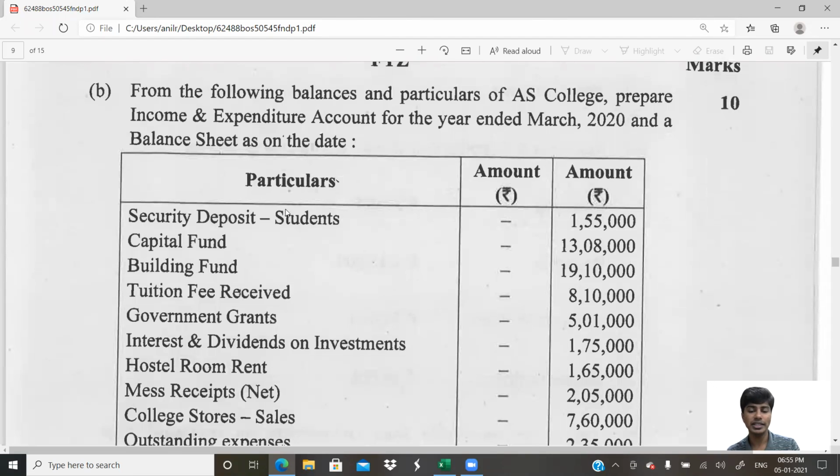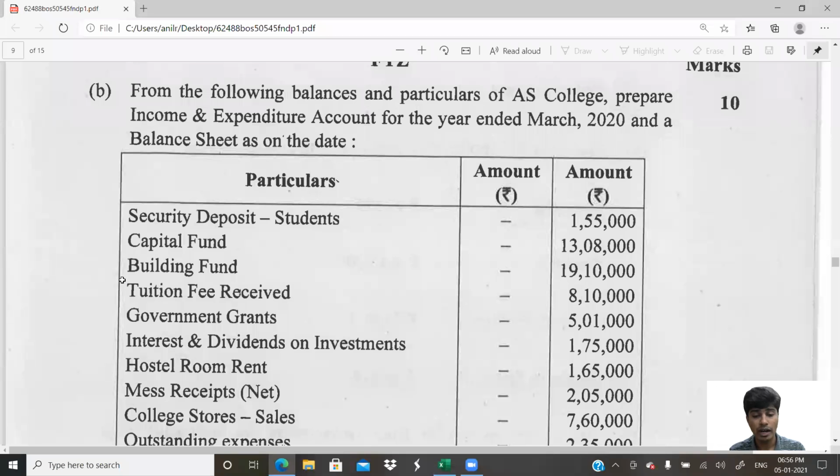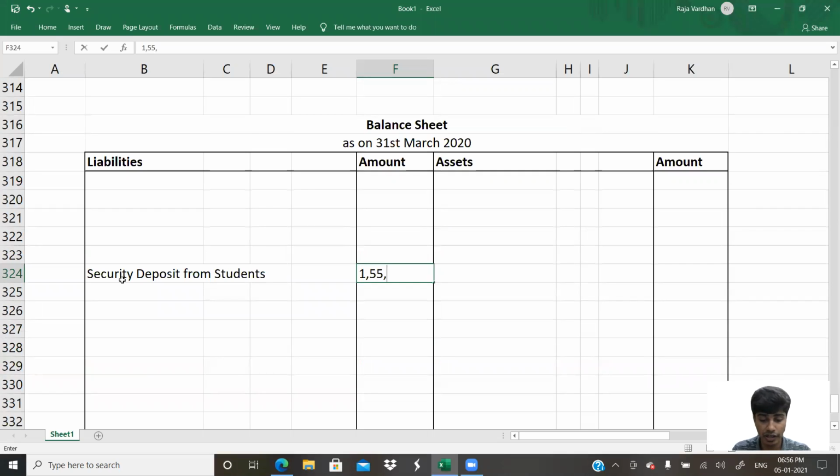Security deposit from students. It's a liability because you received that money from the students. And when the student leaves the organization, you would have to repay that money back to the students. So security deposit to students, 1,55,000. Liability, balance sheet, liability side. I'll write here. Security deposit. How much is the amount? 1,55,000.